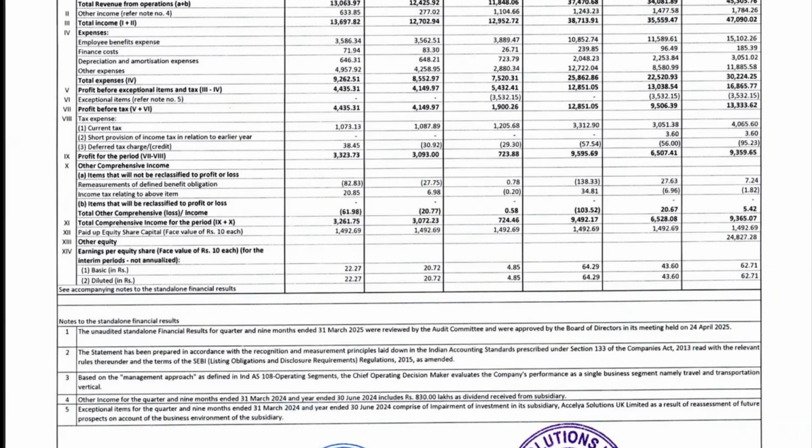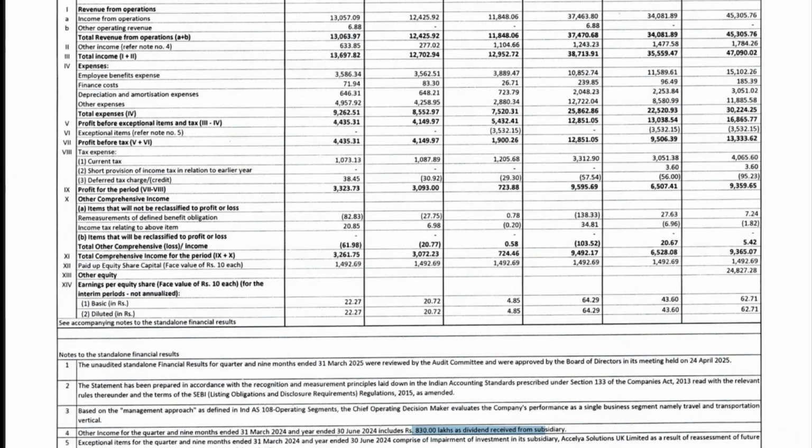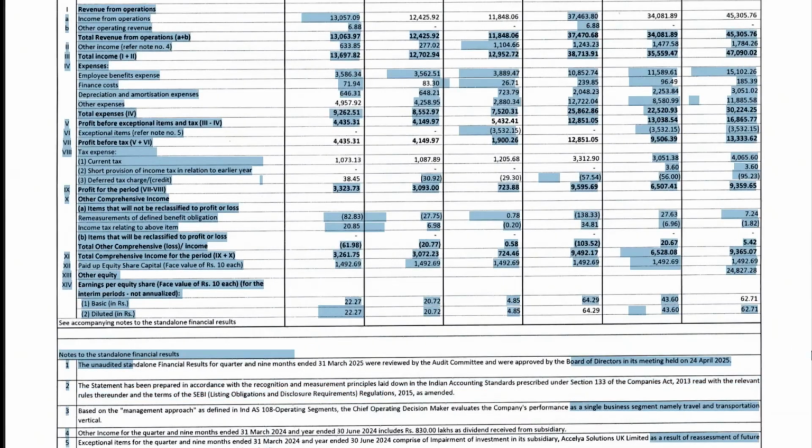Now this is other income, refer note number 4. Other income of quarter 9 months includes 830 lakhs as dividend received from subsidiaries. Okay, 830 lakhs. This is in lakhs, so 830 lakhs would be substantial. 8 crores. And year ended, so this includes 830 lakhs. Okay. So they have fair bit of dividends as well. Okay, this is good.